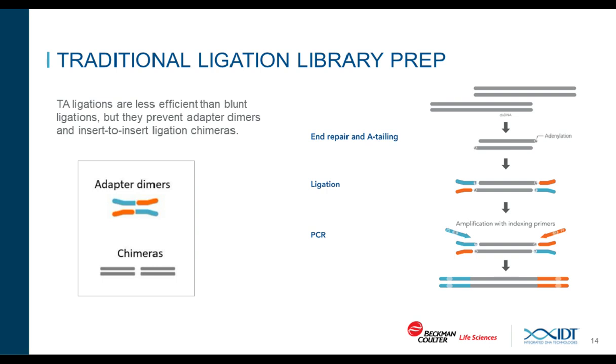Traditional TA ligation library prep kits are less efficient than blunt ligations. However, they prevent adapter dimers, and as you see in the box to the left, they also prevent insert-to-insert ligation chimeras. Adapter dimers are full-length adapters that can bind and are able to cluster on flow cells during sequencing, and this is shown with the green and light blue.